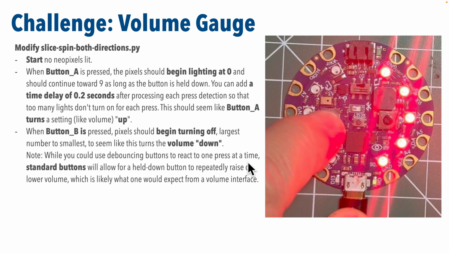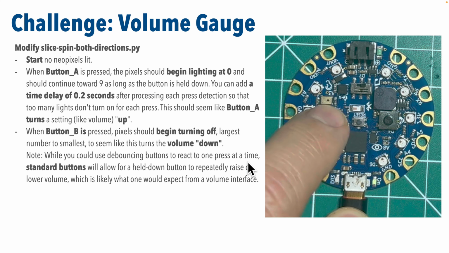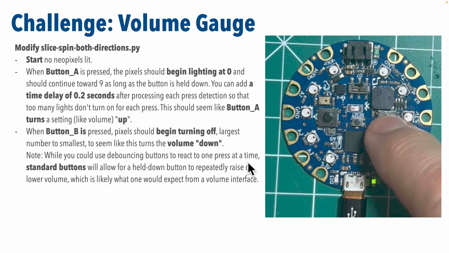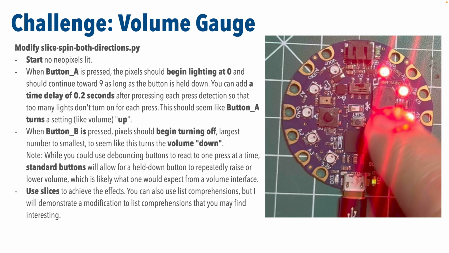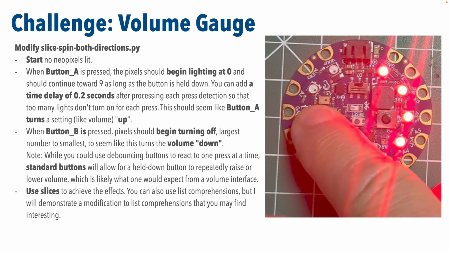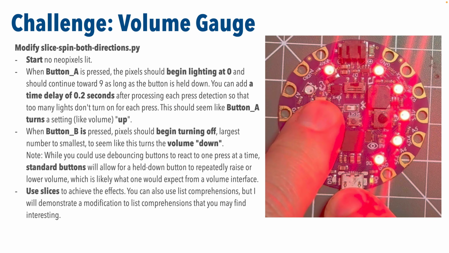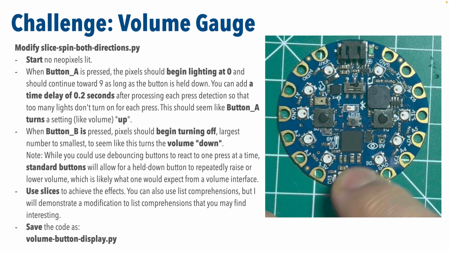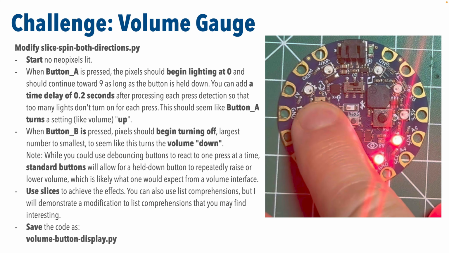Now note, you could use debouncing buttons to react to one press at a time. Standard buttons will allow you to hold down a button though and repeatedly raise or lower volume, which is probably what somebody would expect from a volume interface. Now use slices to achieve this effect with the NeoPixels. Now you can use a list comprehension, but I'm going to show you a better technique with list comprehensions when we cover the solution. And when you're done, save this code as volume-button-display.